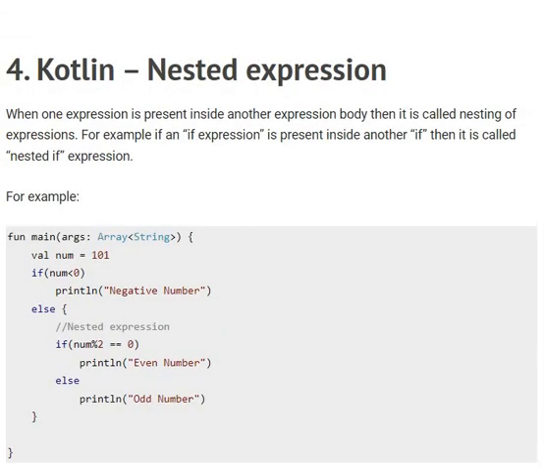Nested expressions, nested if: one if inside another if is nested if. We can have one if expression inside another if. Look at the example. If NUM less than 0, print a negative number. Else, look at that, after else braces are open. Inside we have another if condition. If NUM mod 2 equal to 0, even number, else odd number. So we have one if inside another.